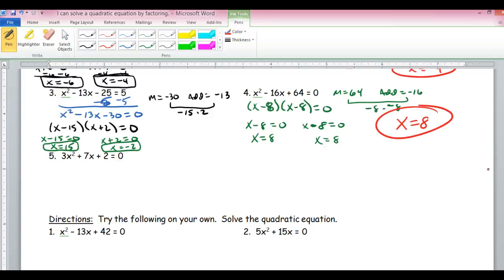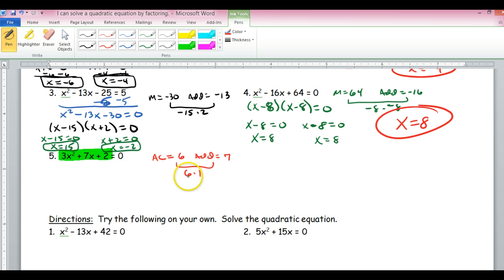So the last example, 3x squared plus 7x plus 2 equals 0. Is this quadratic already set equal to 0? Yes. Now I have to worry about factoring this polynomial. Okay? Well, if there's a number in front of x squared, what method do I have to use? I have to use the AC method. So if I multiply A and C together, 3 times 2 is going to give me 6. So I have to find numbers that multiply to give me 6 and add up to that middle term, 7. Okay, what numbers make that happen?